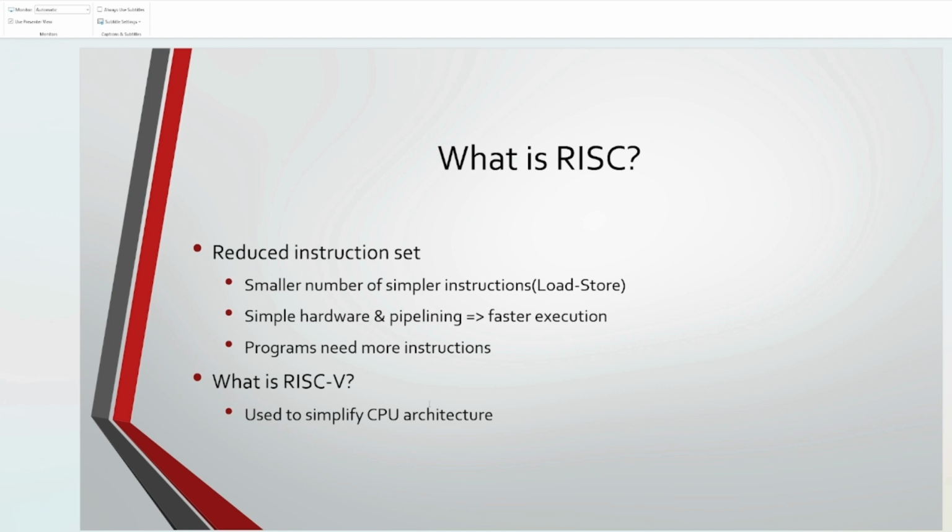What is RISC-V? RISC-V was introduced in 2015 by UC Berkeley and uses the RISC type architecture, and is used to simplify the CPU architecture.